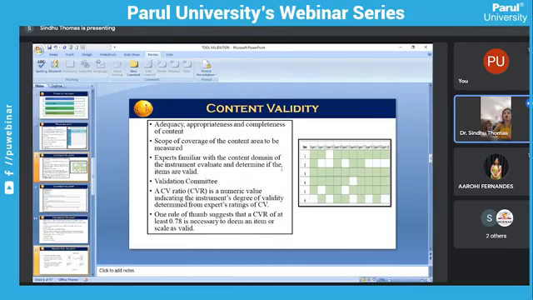With content validity, we check the scope of the content and the adequacy of the content of the tool. Mainly we give our content to experts. Ten to fifteen experts will be given the content so that they can identify whether each item in your tool is good enough to cover the objectives you have developed. Other than that, a validation committee can also take care of the validation process of the research tool.